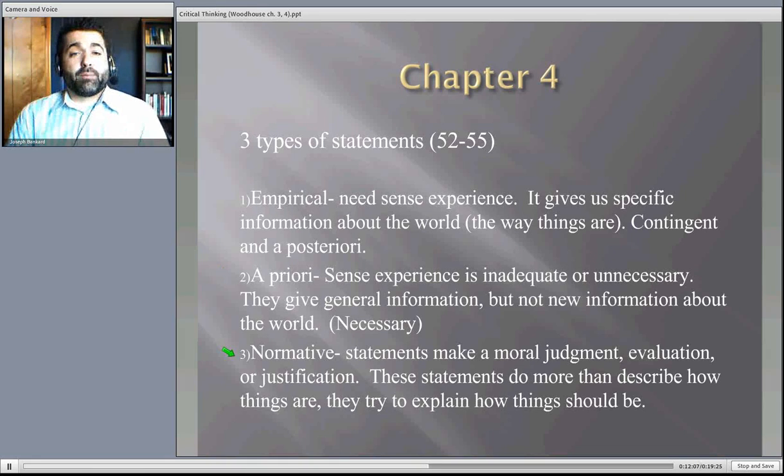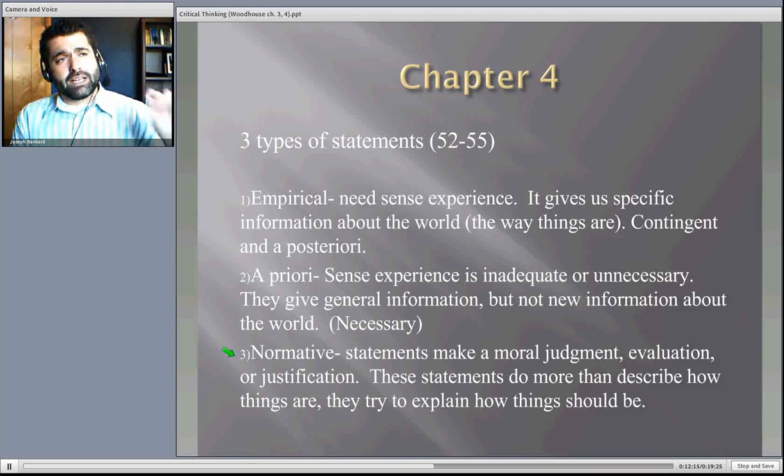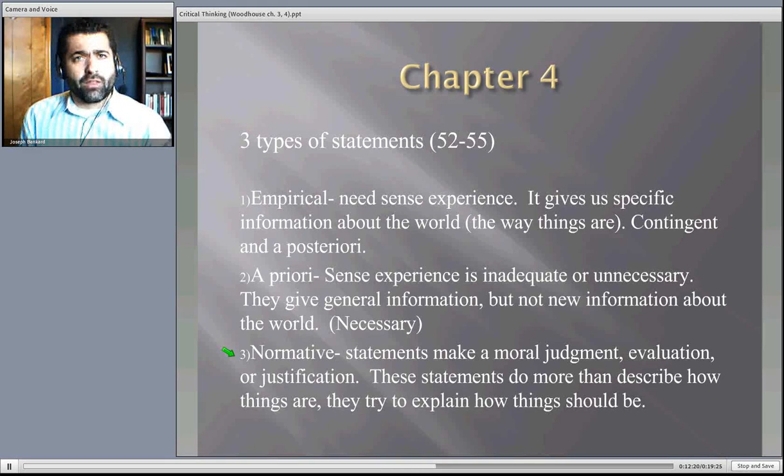The third type of claim is normative, right? And normative claims are different. Both empirical claims and a priori claims are trying to tell you about the way the world is. We call that descriptive. Your car's parked in a handicap spot. I'm trying to describe the way the world is at this current moment, right? The state of your car. If I'm telling you all triangles have 3 sides, I'm trying to give you information about triangles. Descriptive, the way things are.